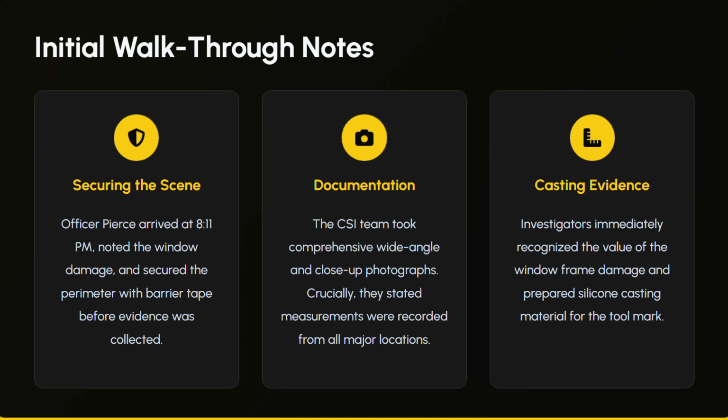So, we secured the scene, we documented, and then we cast that evidence. Officer Pierce arrived at 8:11 p.m., noted the window damage, and secured the perimeter with barrier tape before evidence was collected. The CSI team took comprehensive wide-angle and close-up photographs. Crucially, they stated measurements were recorded from all major locations. Investigators immediately recognized the value of the window frame damage and prepared silicone casting material for the tool mark.